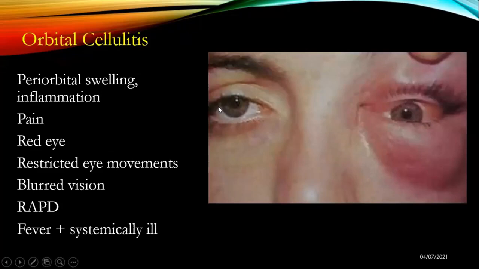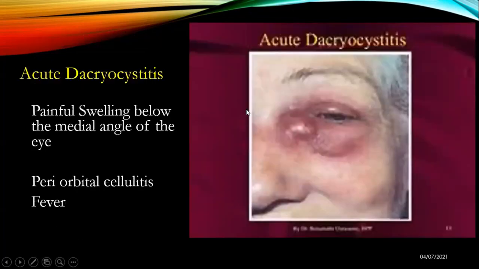photophobia. And again, orbital cellulitis, where there is periorbital swelling, signs of inflammation, pain, red eye, restricted eye movements, blurred vision, RAPD, and patient may be having fever and systemic illness. So management involves intravenous antibiotics and specific ophthalmological management. Again, dacryocystitis, there is a painful swelling just inferior to the medial angle of the eye. And this is an acute dacryocystitis where the lacrimal sac is blocked and then subsequently getting secondarily infected, and treatment with systemic antibiotics plus subsequent surgery.